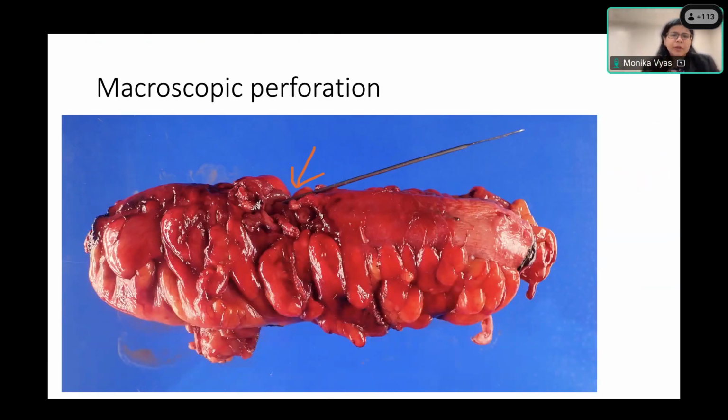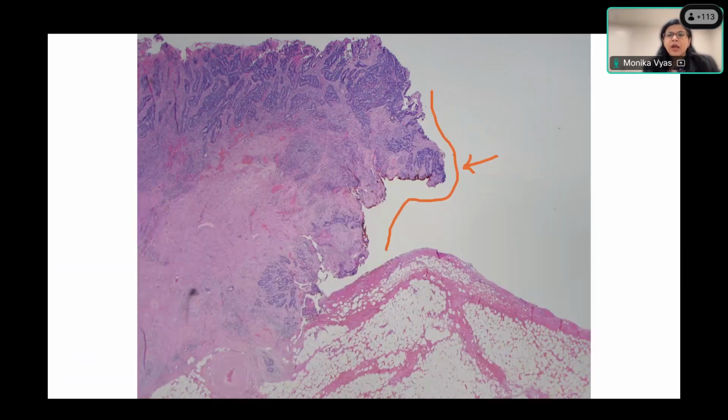Obviously, macroscopic perforation in the area of tumor would again amount to a PT4. And then it's very important to ink the area of perforation and submit sections which adequately demonstrate tumor at the site of perforation, like we see here in this image. We have some orange ink here and tumor right at the ink. So this tumor has perforated the bowel wall and gone through.